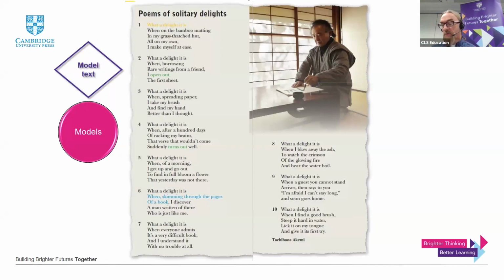Here's an example of a maybe more complicated text in terms of language. Very often, students find poetry quite difficult to deal with, and so we provide simple models with a simple enough refrain. So here, each verse has a similar structure. It begins with a sentence that says, "What a delight it is when," and then there's something. So, for example, "What a delight it is when, spreading paper, I take my brush and find my hand better than I thought." So this is a simple sentence structure that we can convert into a nice verse, and that refrain, "What a delight it is when," we can ask our students to finish the sentence.